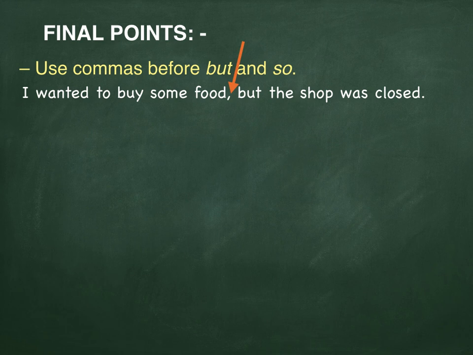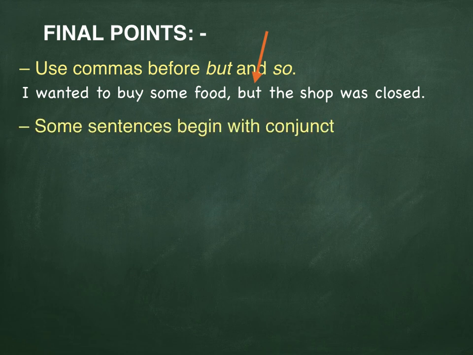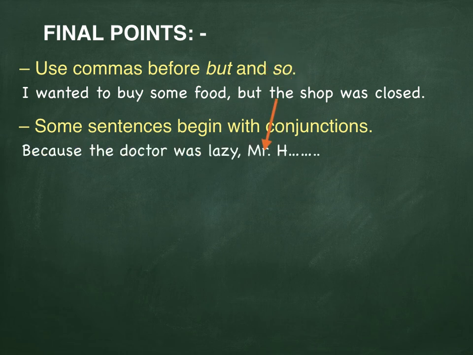Next point, the examples we have used in this lesson all have the conjunctions between the two clauses, like this one. But many sentences begin with a conjunction, and there's a comma between the two clauses. We will study this pattern in the second lesson, but be careful, it's not so good to begin a sentence with and or but, as we said before.